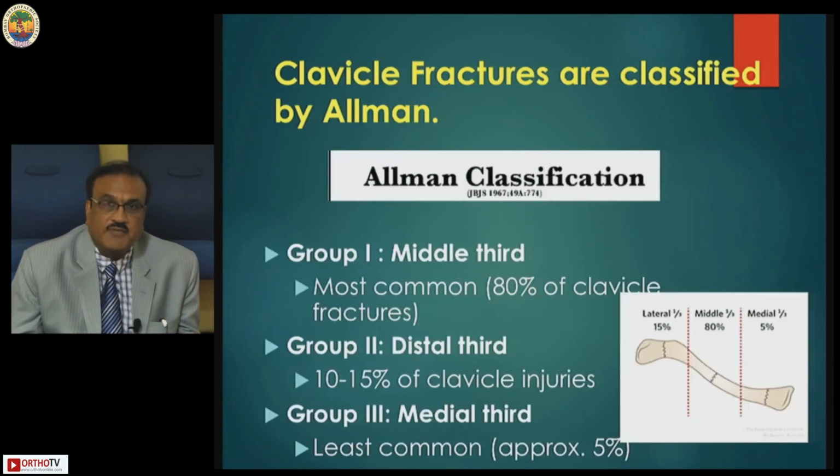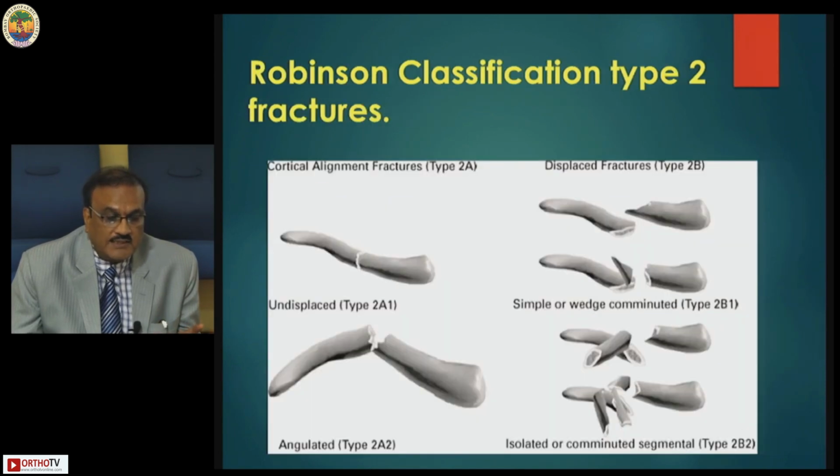Now there is a classification according to the site of fracture, that is the Allman classification. Group 1, middle third, most common. Group 2, distal third, and group 3 is the medial third. What we are talking about mostly is middle third clavicular nailing. Now Robinson classified fractures into two types: simple fracture and comminuted fracture, whether 2-part, 3-part or 4-part, and the treatment plan changes depending on this.